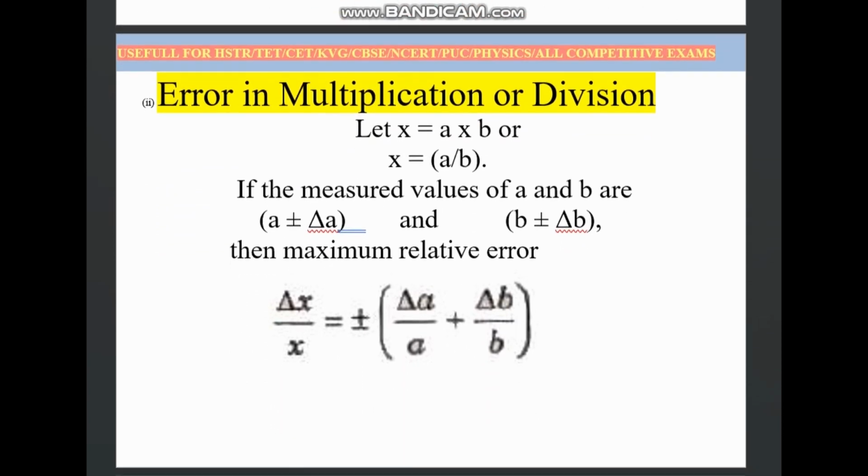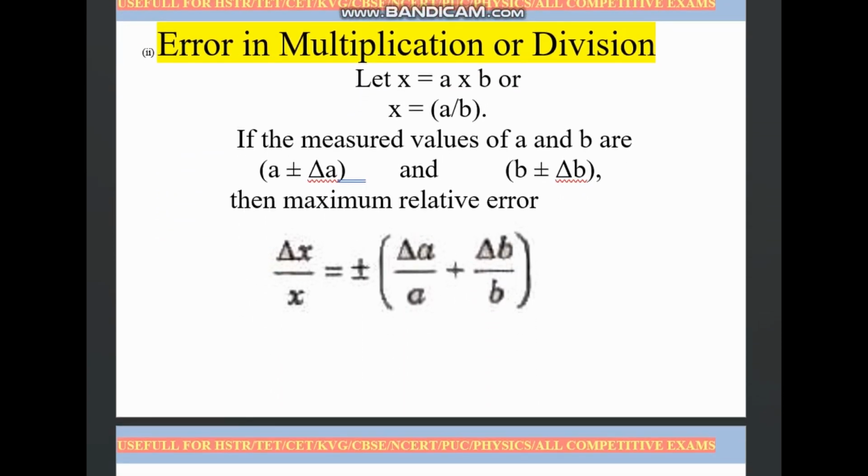Then error in multiplication. Let x is equal to a into b, or x is equal to a divided by b. If the measured values of a and b again have a little more or a little less value, based upon plus or minus, a plus or minus delta a and b plus or minus delta b, then the maximum relative error in case of multiplication or division is taken as delta x by x equals plus or minus delta a by a plus delta b by b. This formula you have to remember for multiplication.